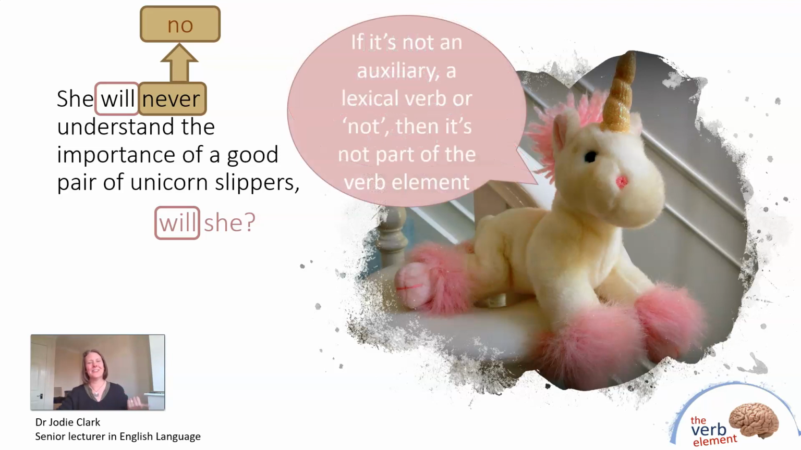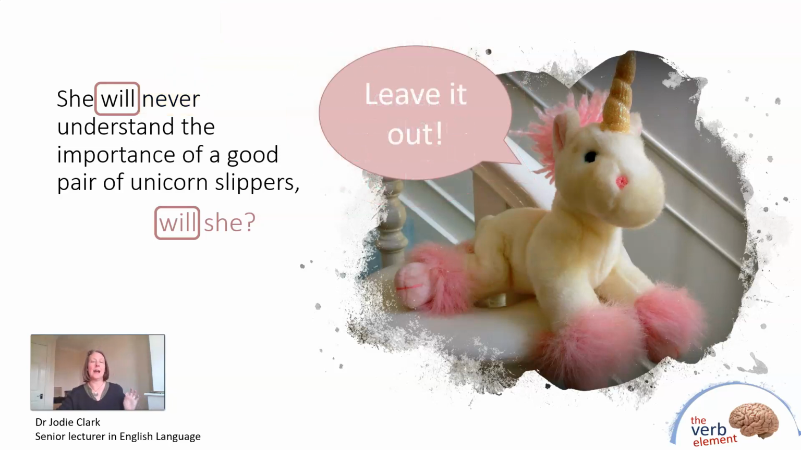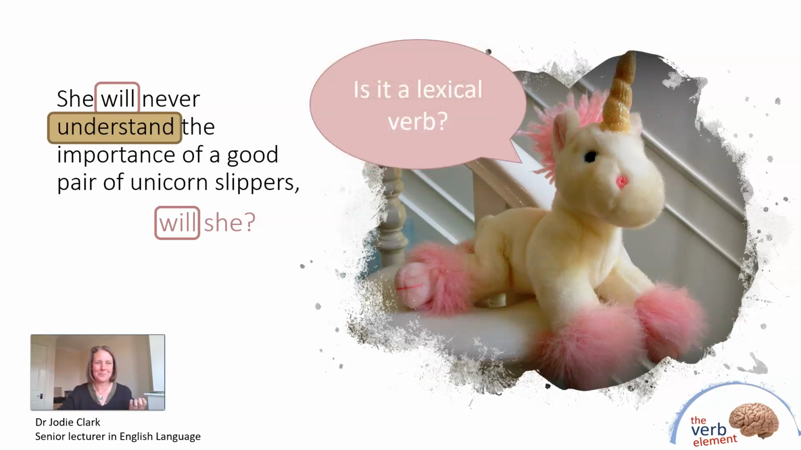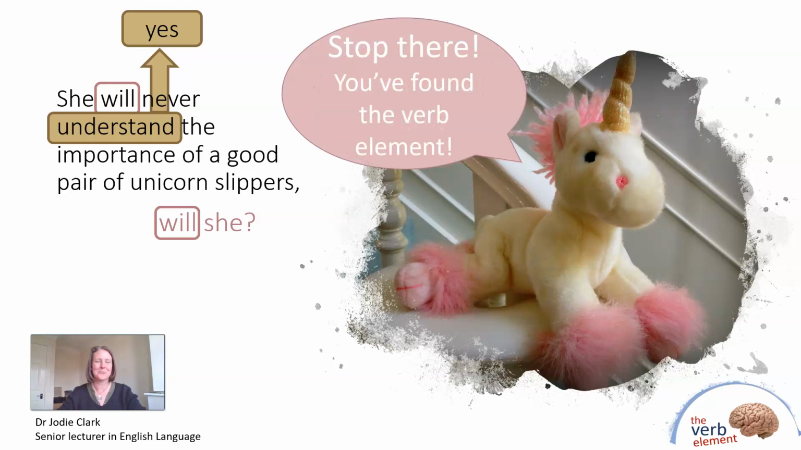If it's not an auxiliary, a lexical verb, or the word not, it's not part of the verb element, leave it out, take it away. We don't want it. And we just go to the next word. We look at the word understand, and we ask ourselves if it's a lexical verb. We say, oh, okay, well, understand, I can define it. Understand is when you finally get something, when it finally makes sense to you. And understand, she is understanding, I have understood. Yep, feels like a verb. And as it turns out, yes, it is a lexical verb. And as we know, once you get to the lexical verb, you stop.